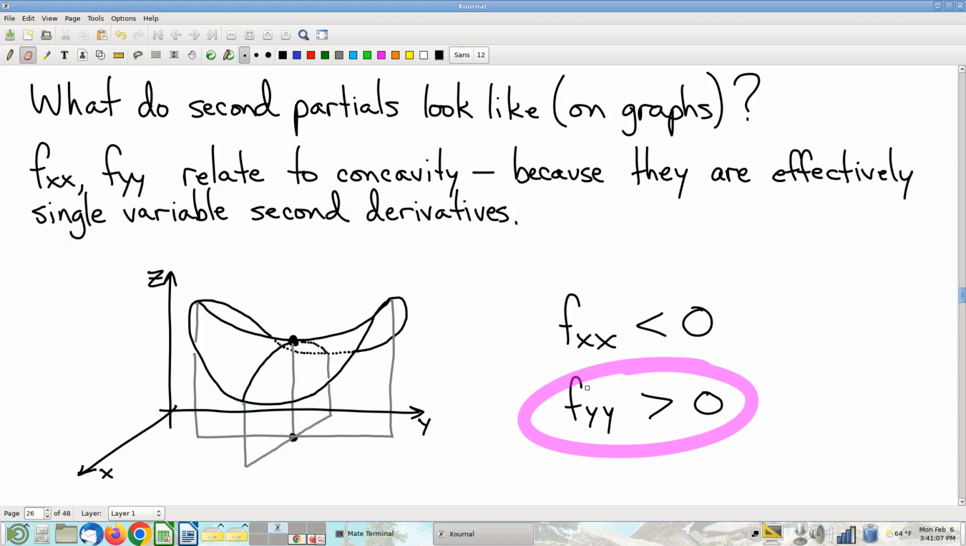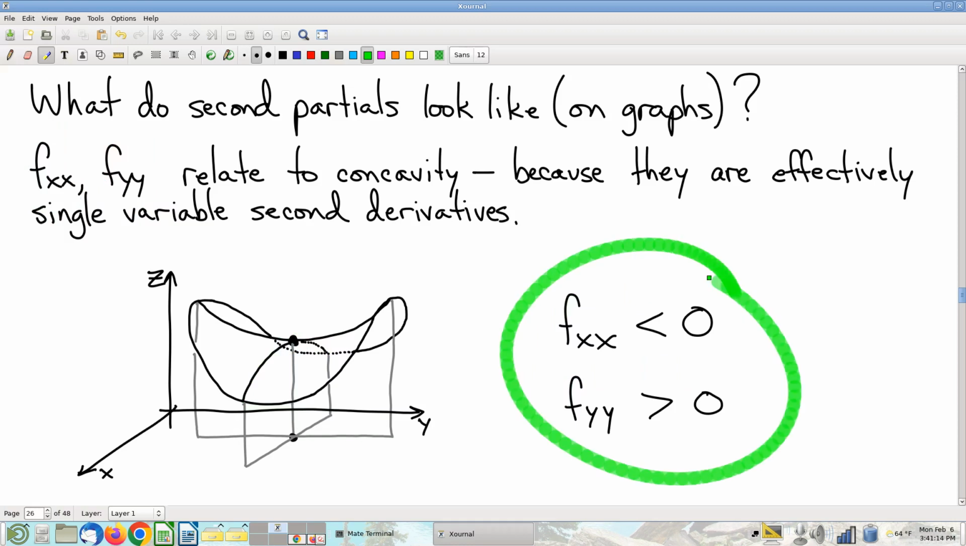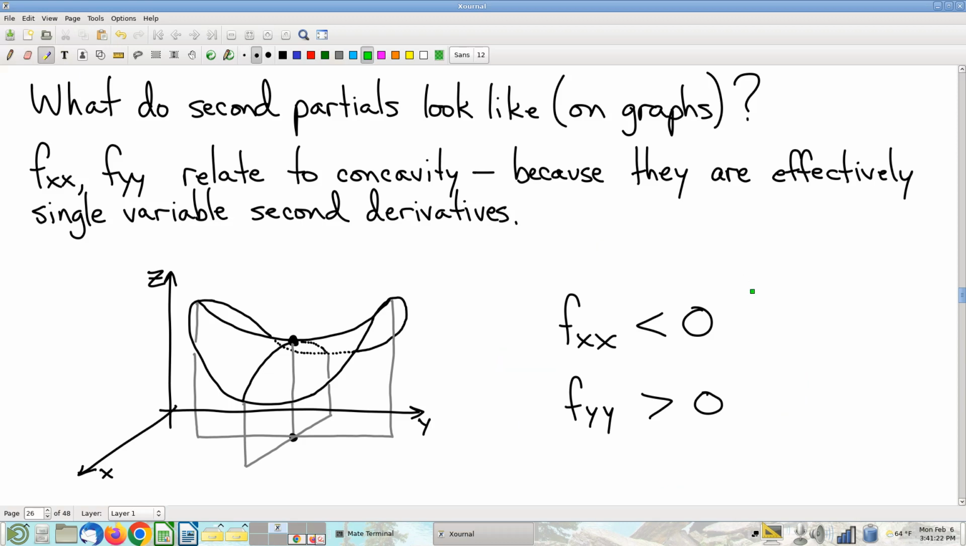All right. So now notice, this Pringle graph is a pretty good example of this. These don't have to be related to each other. One could be positive, the other could be negative. No problem.